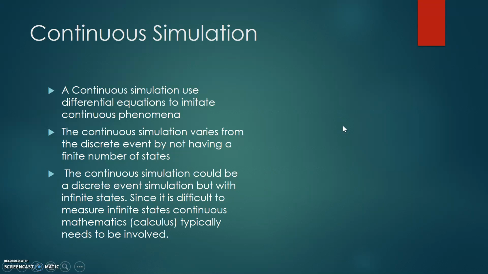Moving on to the next type of simulation, continuous simulation. This is different than discrete simulation because it is continuous. There aren't multiple states that are happening. You just are continually recording in the system. So here, technically you could say that it is discrete event simulation, but with infinite states. But because it's difficult to measure those infinite states continuously, we can do it, but you would need to use a lot of calculus and other math.